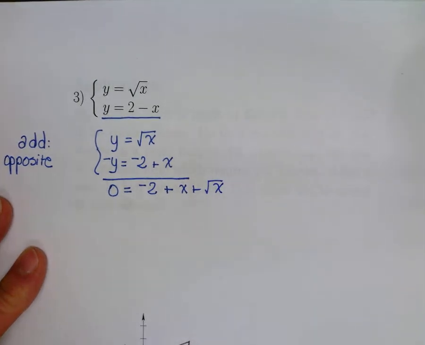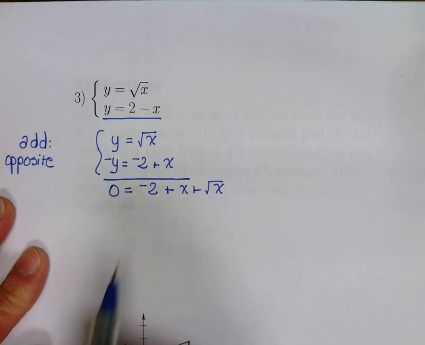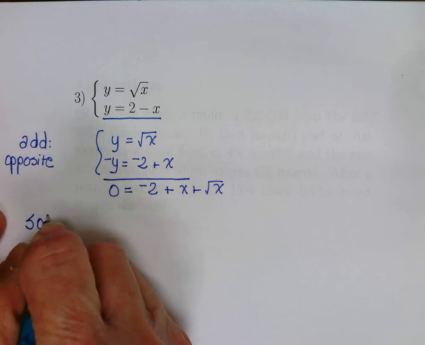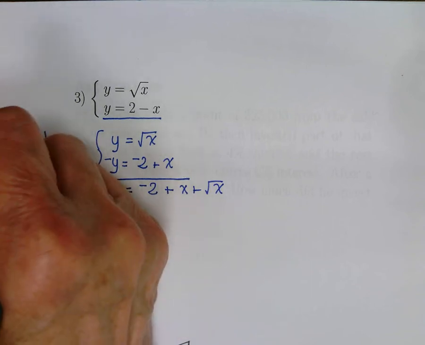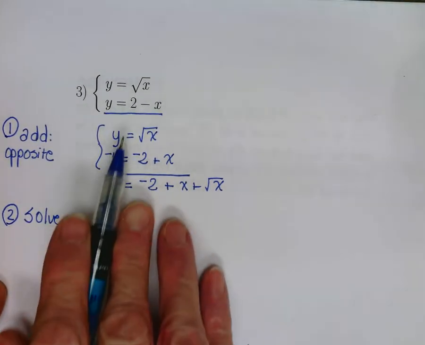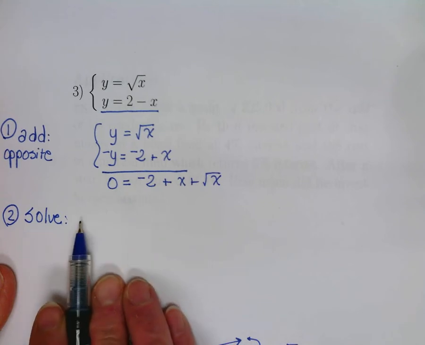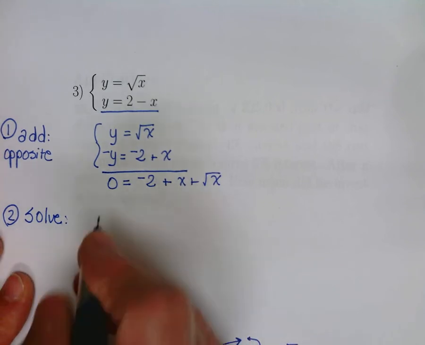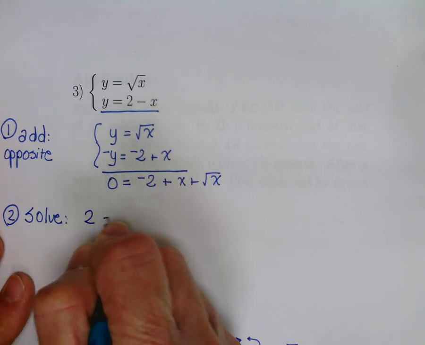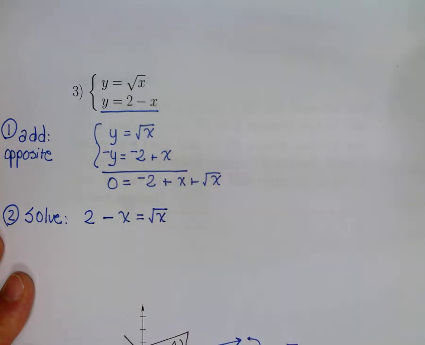Okay? Now that's an equation. We haven't solved it for a while, but if you remember, when you have an equation with a radical, you want to get the radical by itself. So let's bring the other stuff over to the other side. So one, we add the opposite to combine, or you could have used substitution as well. Either one would work. Secondly, I'm going to solve. Okay, let me bring over the 2 and the x and set that equal to the square root of x.